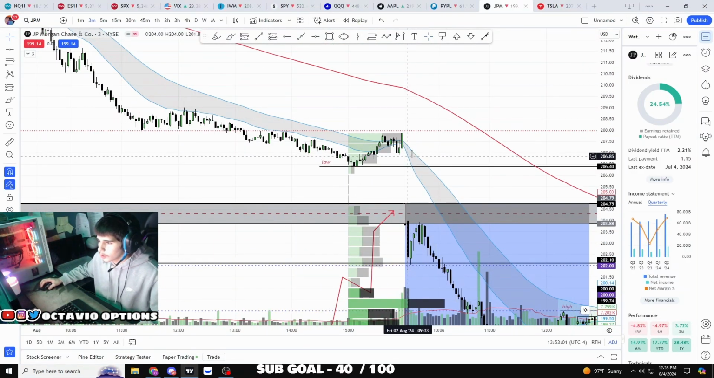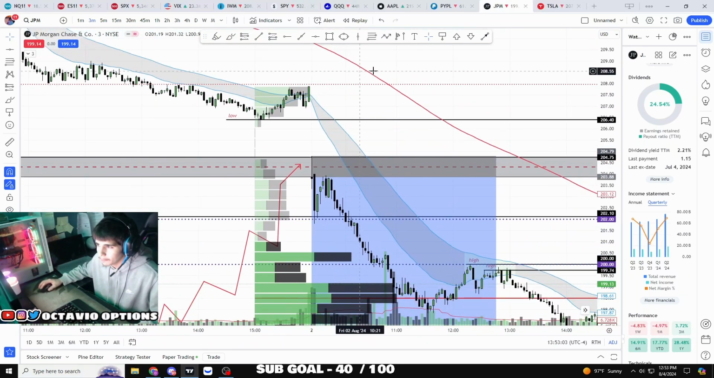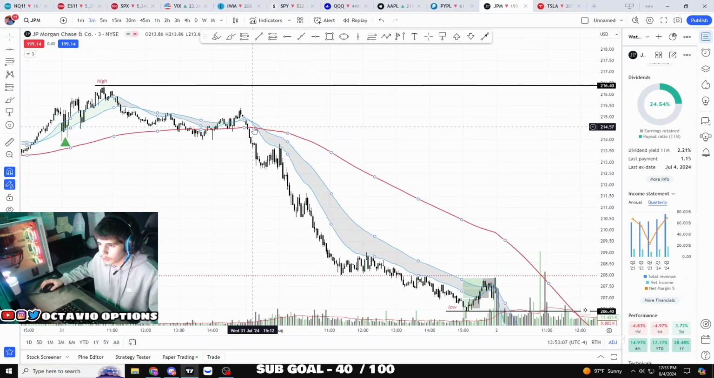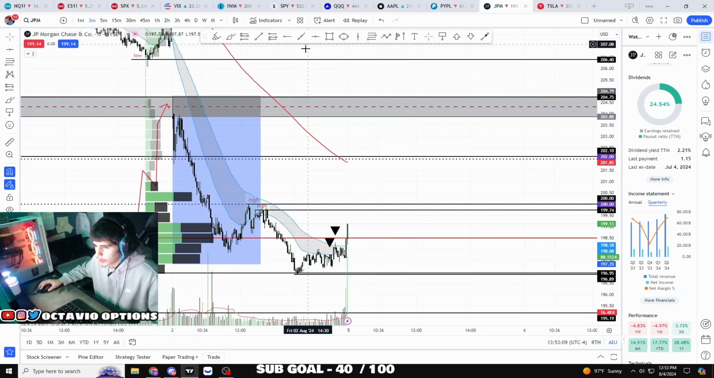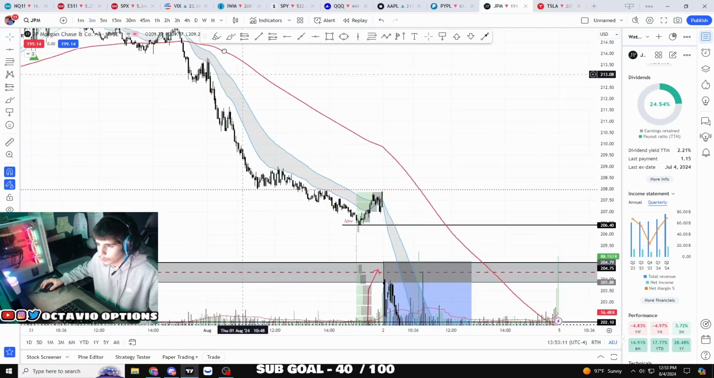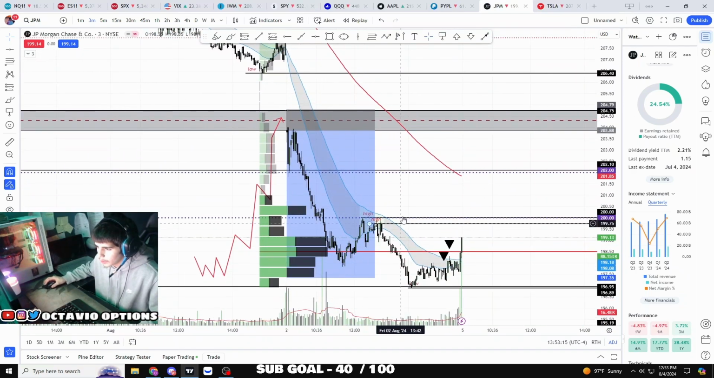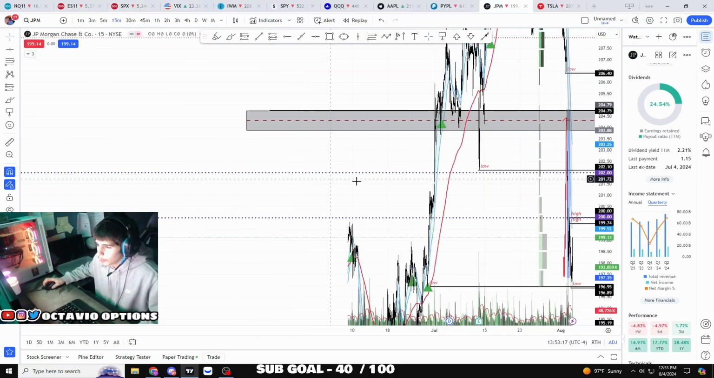This is the EMA ribbon right here, the 50 and the 20. And you've got the 200 right here. Once these both cross, that's a confluence to the downside, and we are in a downtrend. And you can see once we crossed, we absolutely murdered it and just rode the EMAs. Look at that. See that? Riding the EMAs. Nothing but beautiful, guys.